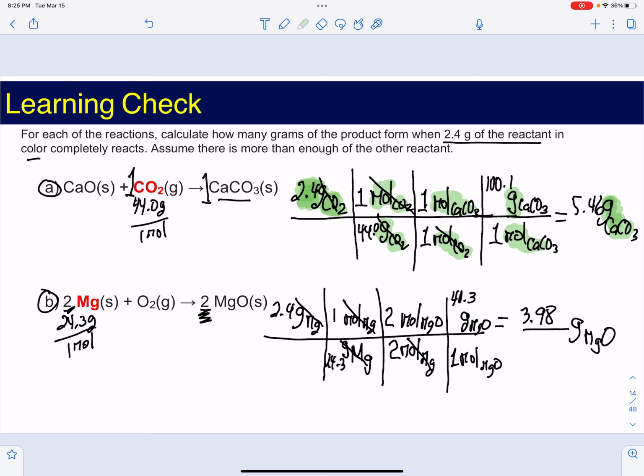So once more, from grams of magnesium, go to the moles of magnesium. From the moles of magnesium, go to the moles of magnesium oxide. And from the moles of magnesium oxide, go to the grams of magnesium oxide. And that's how we go from mass to mass.